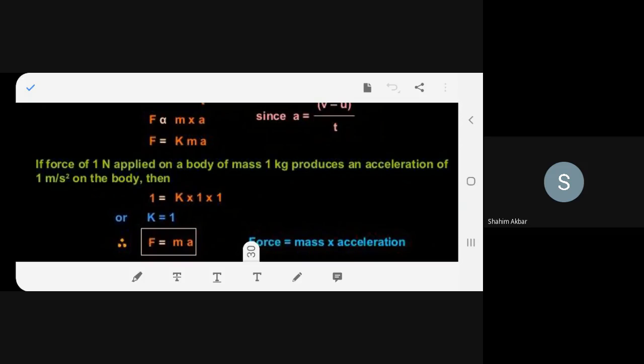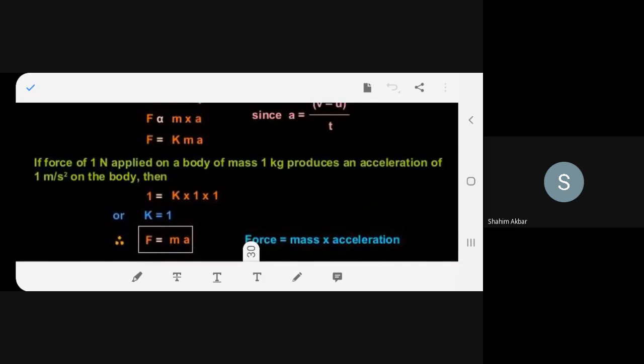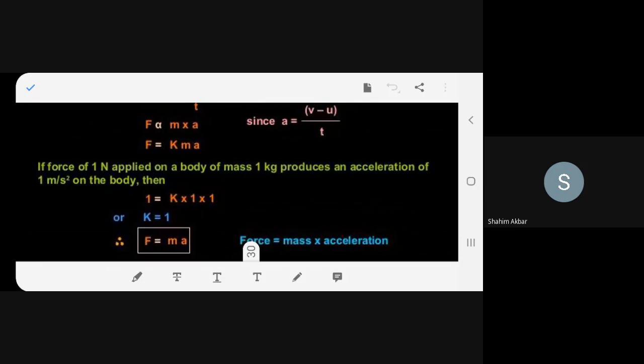A force of 1 Newton applied on a body of mass 1 kg produces an acceleration of 1 meter per second square on the body. Then 1 is equal to k into 1, or k is equal to 1. So therefore F is equal to m into A. And we know that force is equal to mass into acceleration. So we come to a conclusion. The same slide that we had done earlier has been done again, a sort of revision. You understood now? It's the same slide, but in a different manner.